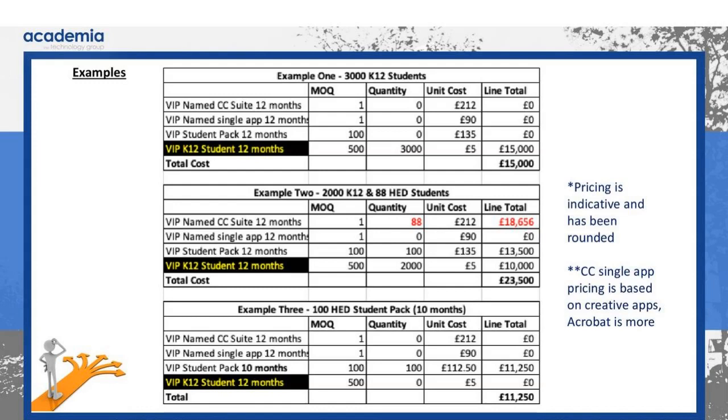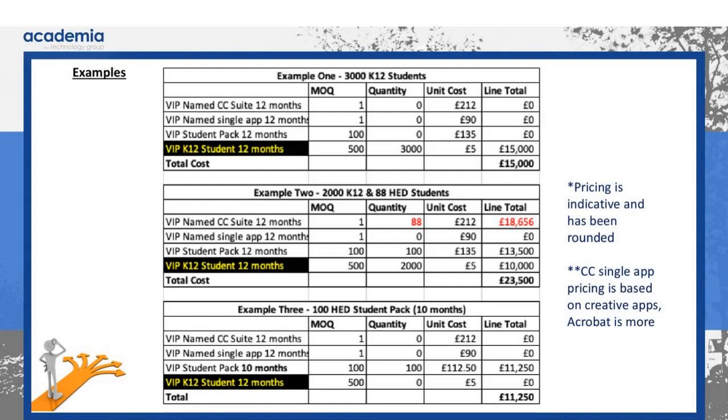Example 2 looks at a hybrid scenario where the establishment has identified a high need or high numbers from their K-12 population of 2,000 and a need to license 88 students that qualify as HED based on their levels of study. So we'll start with the 2,000 because it's almost a quick line. So great, we throw 2,000 in there and we get a very rounded indicative number. That covers all of those students. Then separately, these 88, the reason these are in red is just to show you the number.